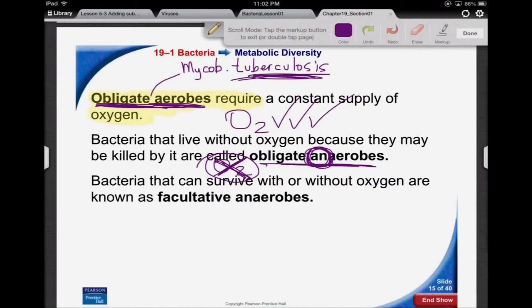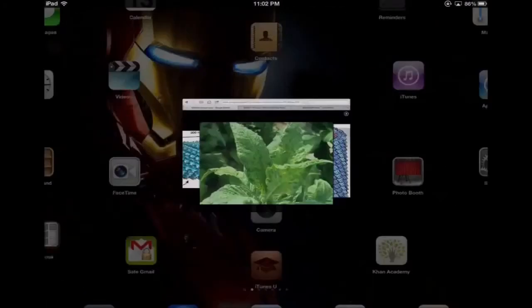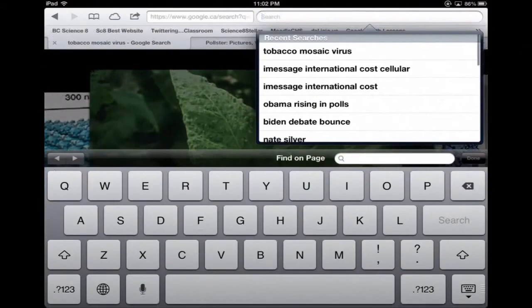So let's write that down. The critter's name isn't so important as the term, because I bet you've heard of gangrene before. And if you haven't, what happens with gangrene, not to freak you out too much, let's pop out to the web.